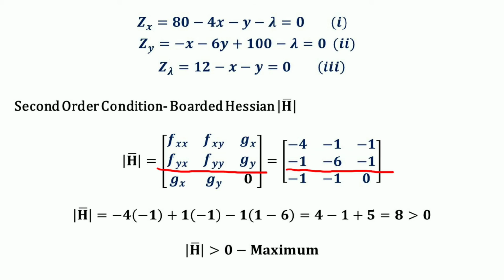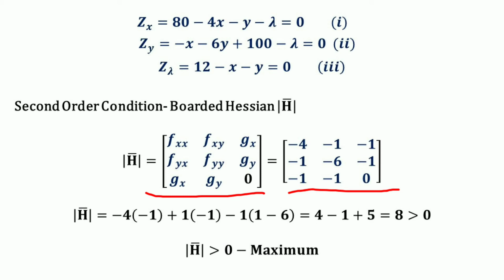Then f of yx, which is minus 1, f of yy, that is the direct second order partial derivative, which is minus 6. Then g of y, which is the first derivative of the constraint with respect to y, which is minus 1. Then g of x is minus 1, g of y is minus 1, then 0.